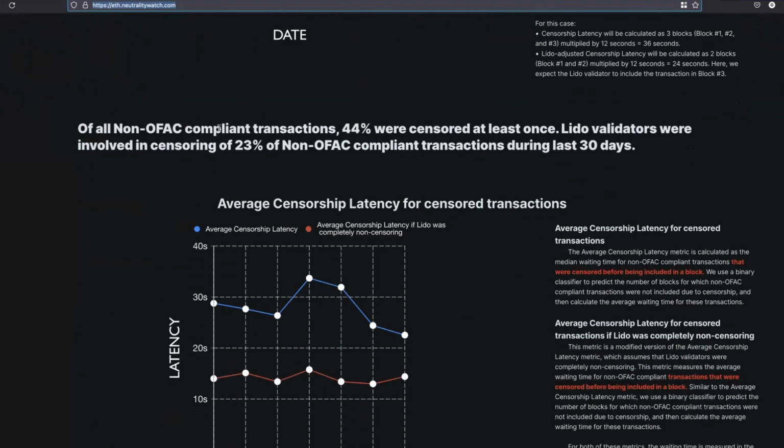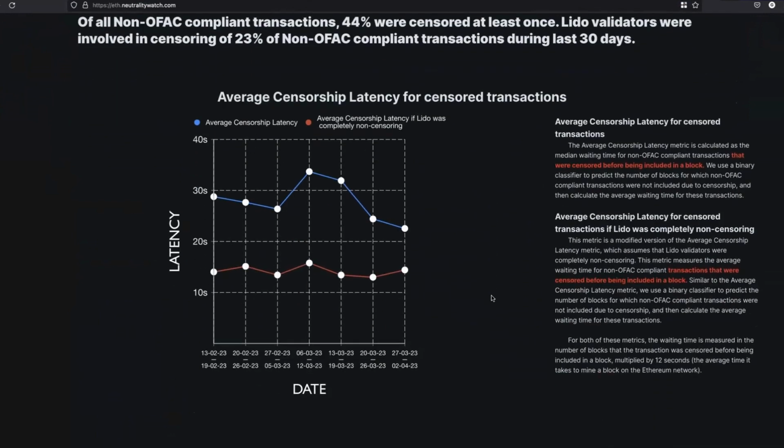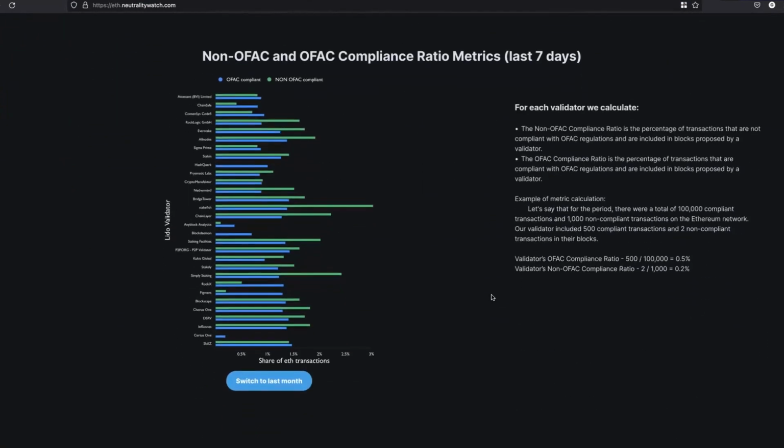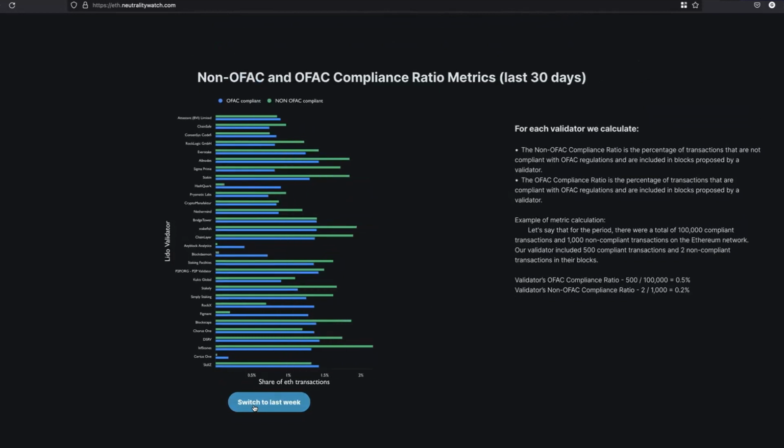Also, we found out that not all of the non-compliant transactions were censored, and more than half of them were quickly included into the next blocks. That's why we developed the second metric, this one, for only censored transactions, as I told you before. You can switch from 7 to 30 days view and get a grasp of what was changing during this period.